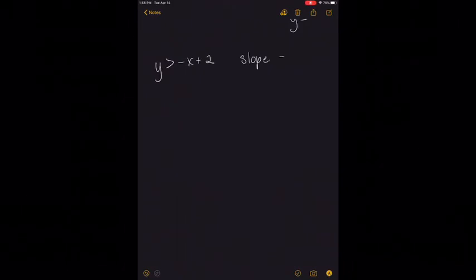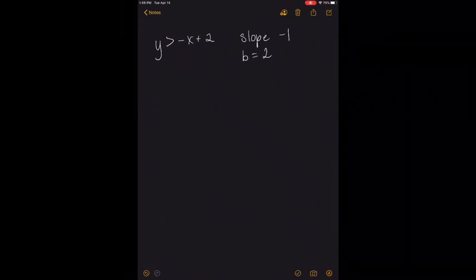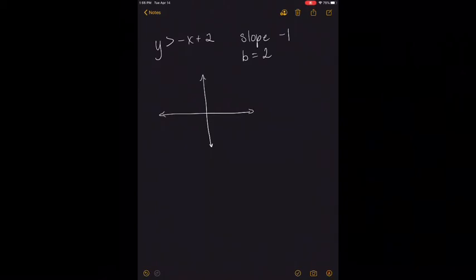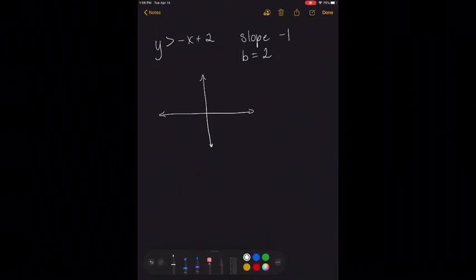So let's look at a couple of examples. The first one we have is y is greater than negative x plus 2. Well, what's our slope? Negative 1. And what is our y-intercept? 2. Okay, so when x is 0, y will be 2. So we draw our graph. Okay, and always make a note, it is only less than. So that means we need to have a dotted line when we do it.